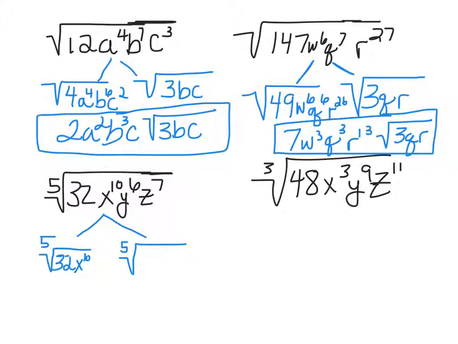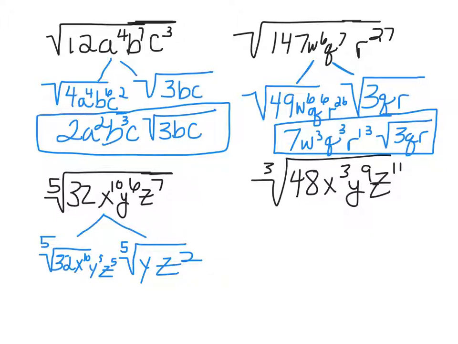Y to the 6th, though, is not divisible by 5. 6 is not divisible by 5, so I'm going to break this up into y to the 5th and y. Z to the 7th is also, 7 is also not divisible by 5, so I'm going to break this up into z to the 5th and z squared, because 5 plus 2 is 7.